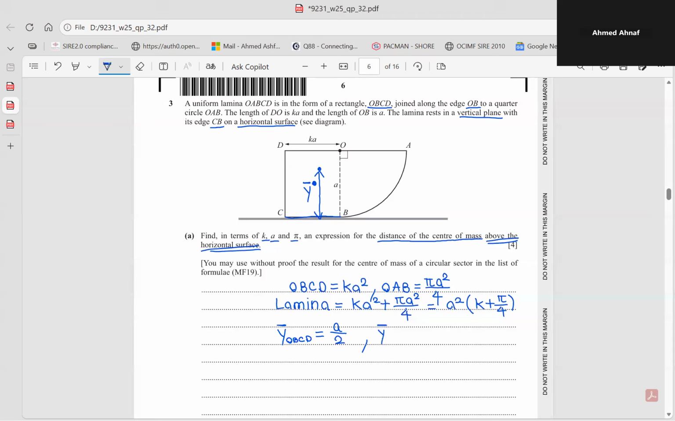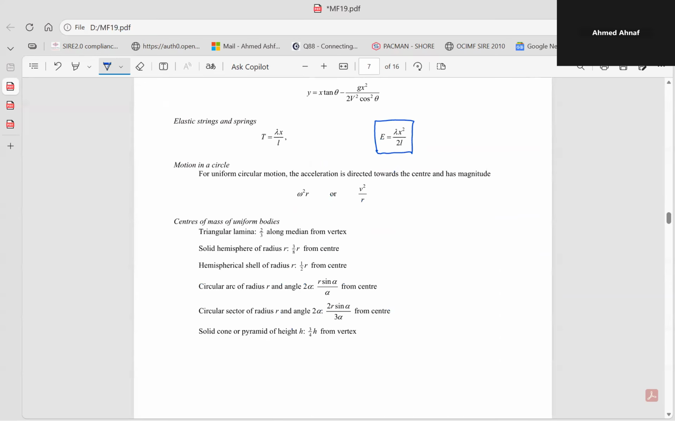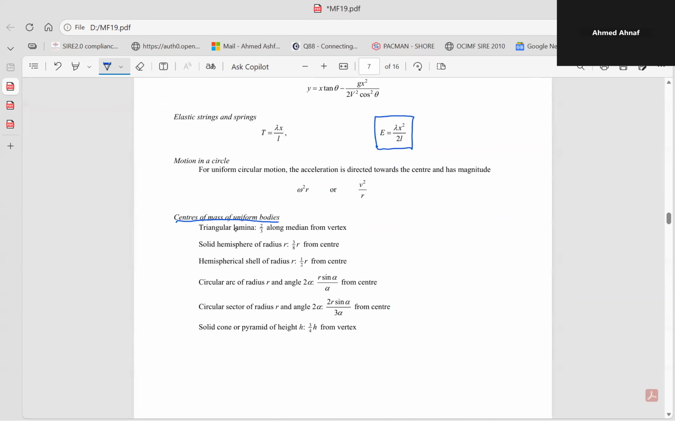Now let's do the same for the quarter circle OAB. This is a bit challenging. In brackets, they told us we may use without proof the result for the center of mass of a circular sector, in the MF19. It can be used for a semicircle, quarter circle, any piece of a circle, basically. So just go to this section and look for this. This is the formula they told us to use.